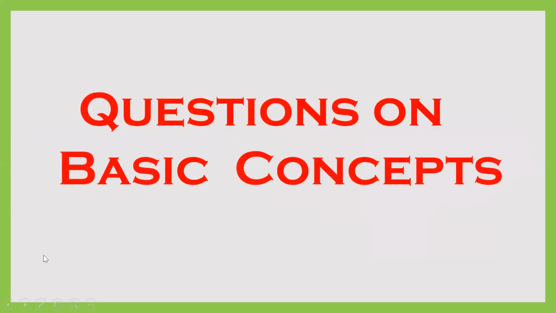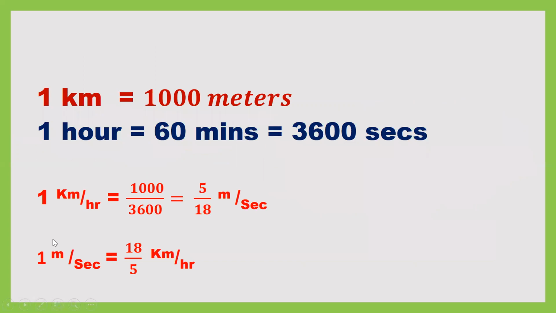Let us discuss basic questions on these concepts. All of you must know 1 kilometer is 1000 meter, 1 hour is 60 minutes or 3600 seconds. If you want to convert 1 kilometer per hour to meter per second, 1 kilometer is 1000 meter and 1 hour is 3600 second. If you cancel, you'll get 5 by 18 meter per second. So 1 kilometer per hour is equal to 5 by 18 meter per second.